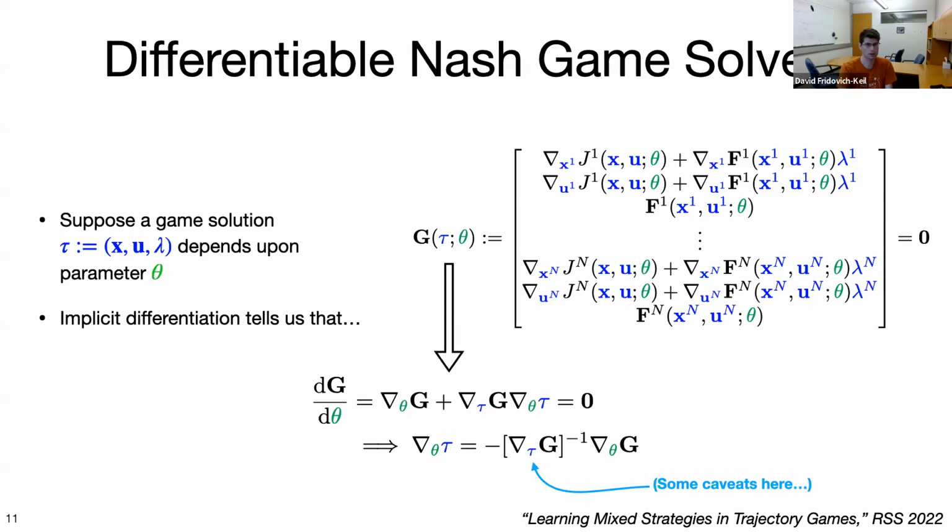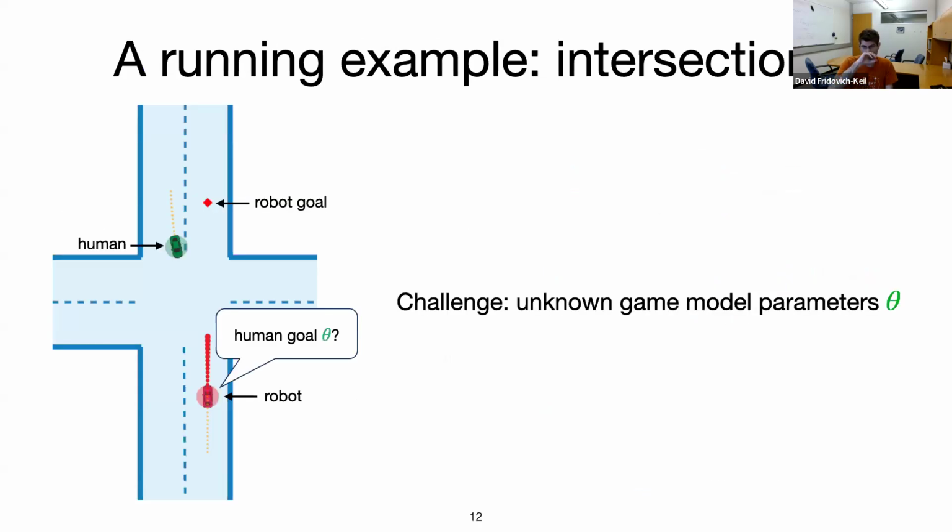Okay, so now that we have all the groundwork, let me show you the inverse game problem that we're interested in solving. The running example we'll work with is just intersections. If I'm an AV entering this intersection, I see some human-driven car. I'd like to model the human as solving a game with me as the other player. So I'm trying to imagine what is in the human's head.